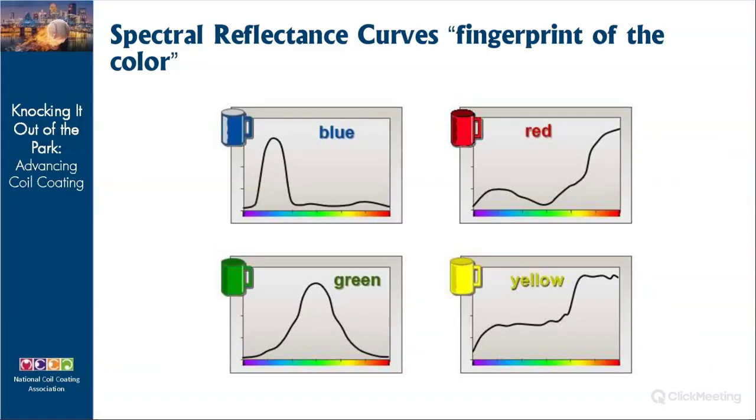So when we evaluate an object, we get a spectral curve, and we call that the fingerprint of the color. Here you see four different colors with all distinctly different spectral reflectance curves.